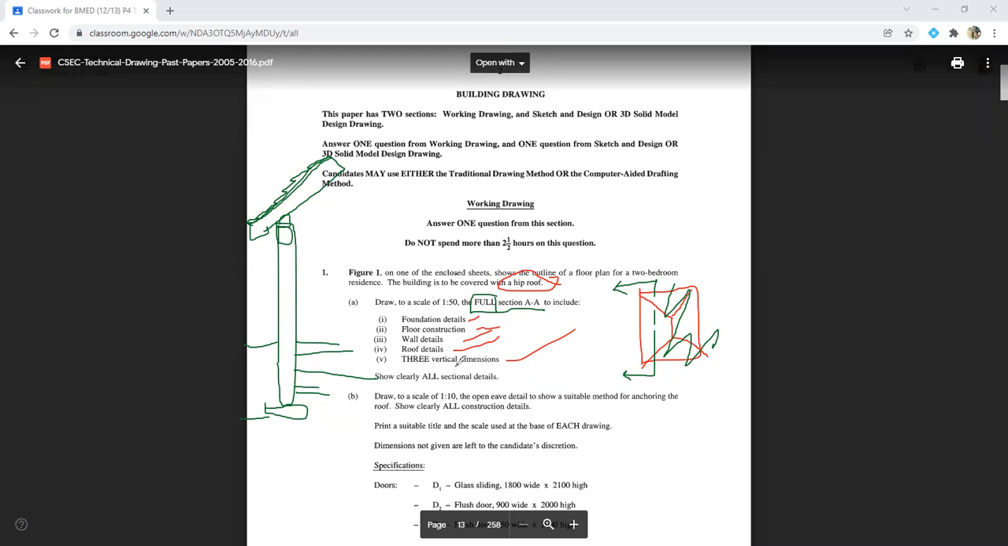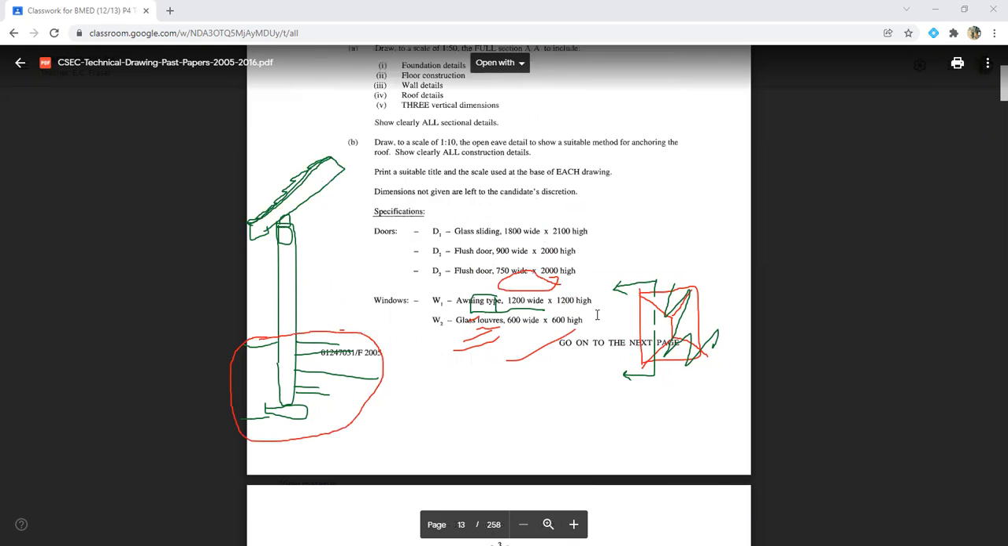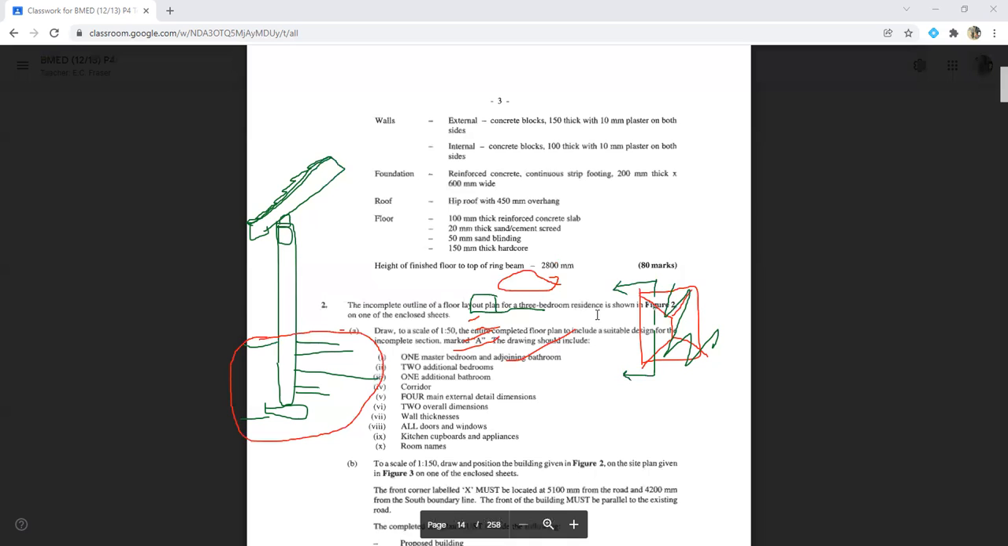All right. So the foundation details encompass everything below the ground level. So this would be your foundation details. And for your foundation details, you would have things like your reinforced concrete slab, which would be the flooring. You would have your sand binding and your screed. You'd have your hard core, and you'd have your footing.